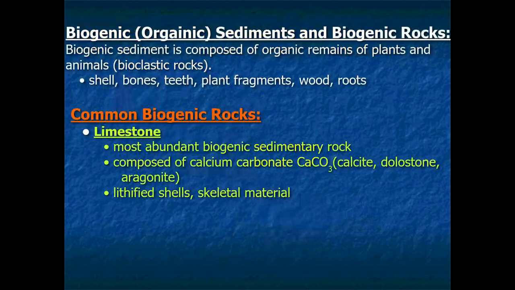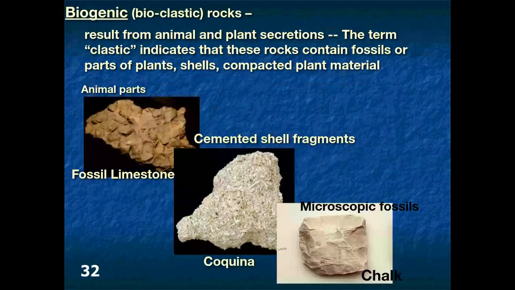So you can have a chemical limestone, or you can have an organic limestone. Most organic limestones are composed of calcium carbonate. Sometimes they use the term dolostone or aragonite. These are all common organic type rocks, lithified shells, skeletal material, and so forth. So organic, biogenic, or bioclastic rocks result from animal and plant material. The term clastic indicates that these rocks contain some type of particles, in this case, fossils or parts of plants, shells, and so forth.